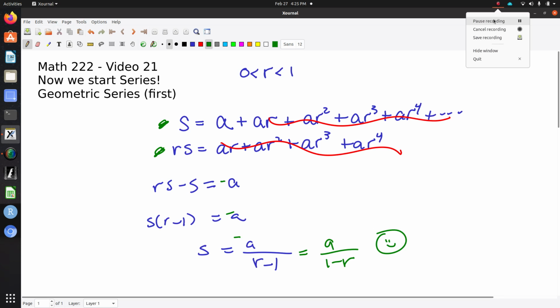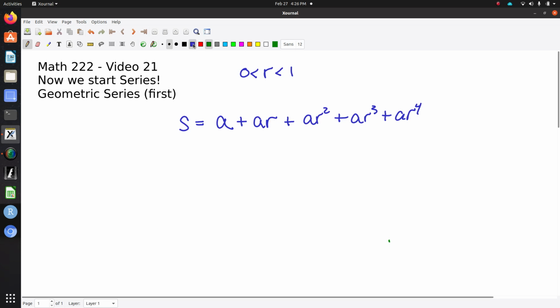Okay, but what if we don't want to actually go off to infinity? We just want to stop at a r to some capital N. Sometimes we need to do that. So the same thing works, you just end up with another little piece. So you can just go s times r equals, and then you still multiply by r, but then you have to be careful about where you end up.